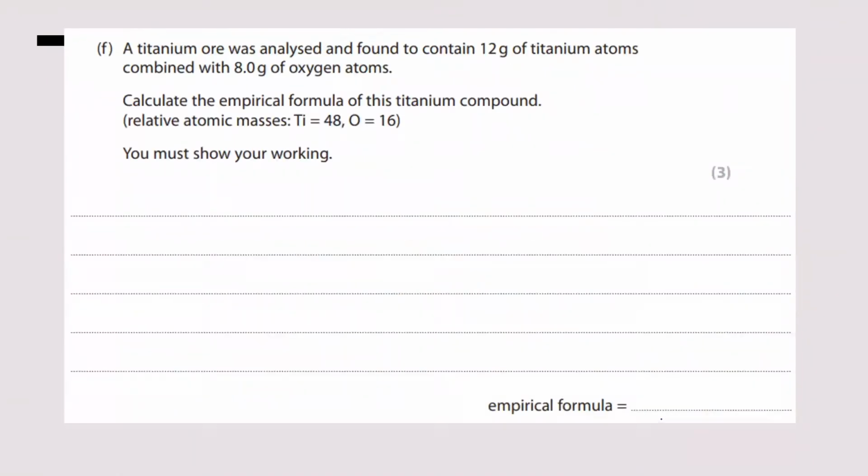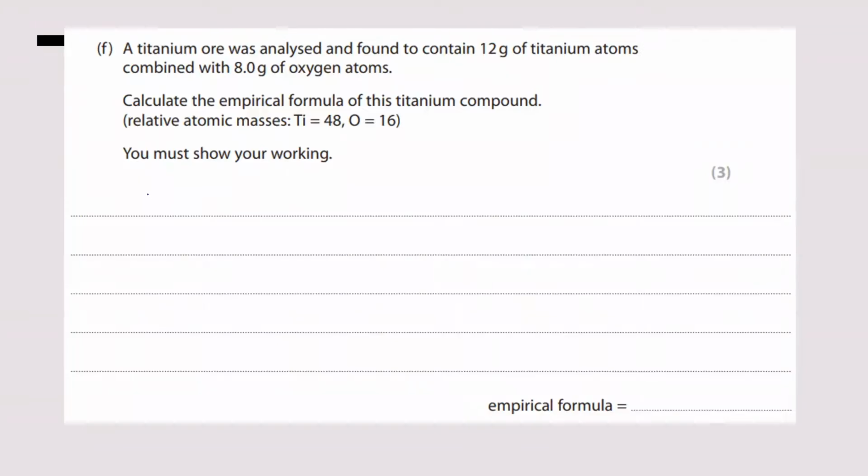A titanium ore was analysed and found to contain 12 grams of titanium atoms combined with 8 grams of oxygen atoms. Calculate the empirical formula, so empirical means by measurement or by experiment, of this titanium compound. The relative atomic masses: titanium 48, oxygen 16. You must show your working.